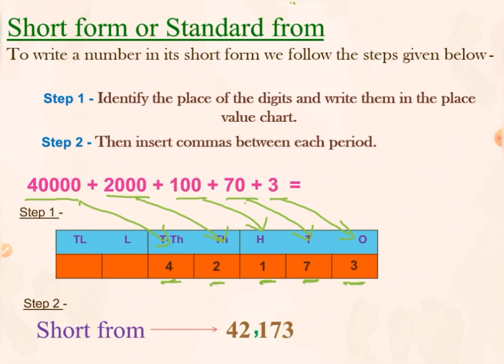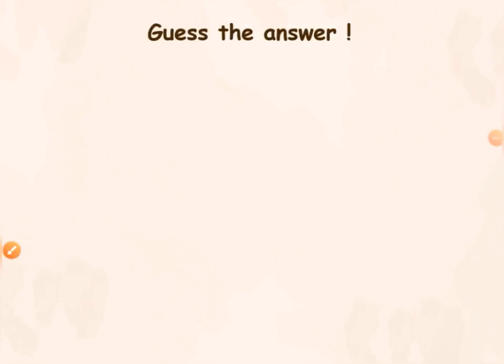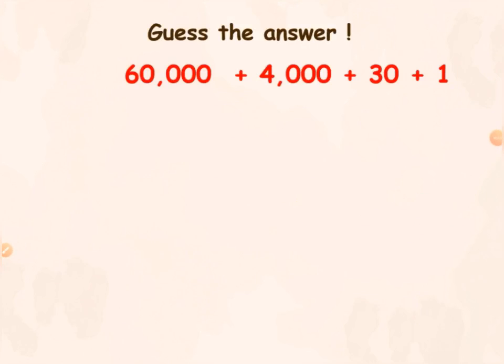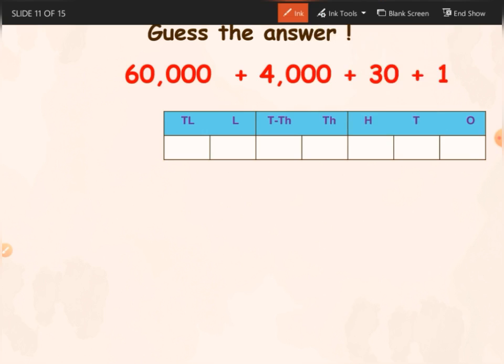So I think it is clear to you. Let us take some more examples to make it more clear. Okay, now I have one more question for you. Guess the answer. Here I have an expanded form, that is 60,000 plus 4,000 plus 30 plus 1. You have to write it in short form. So before writing in short form, first we'll put the digits in the place value chart. Here the first number is 60,000. We have to identify at which place it will go.